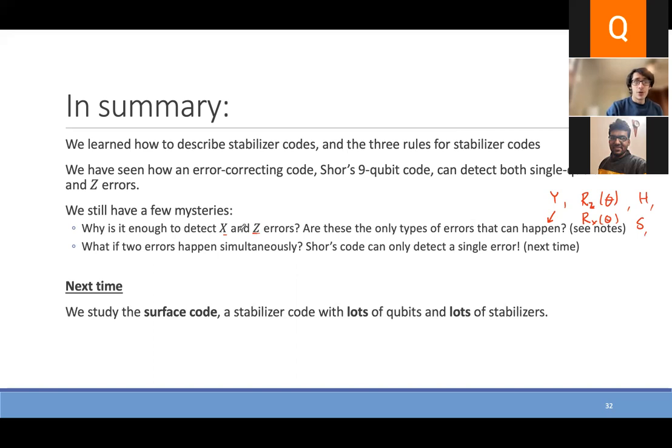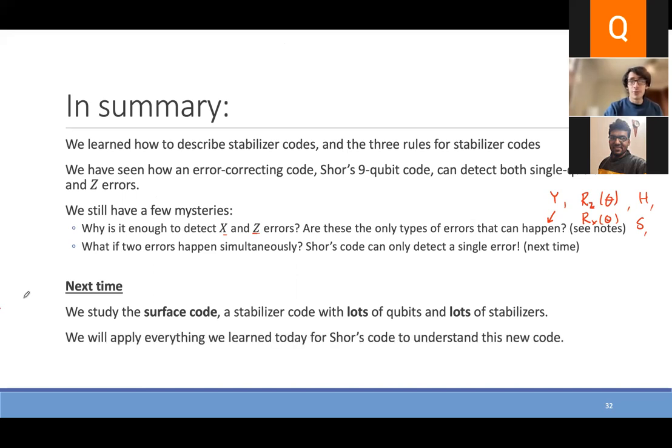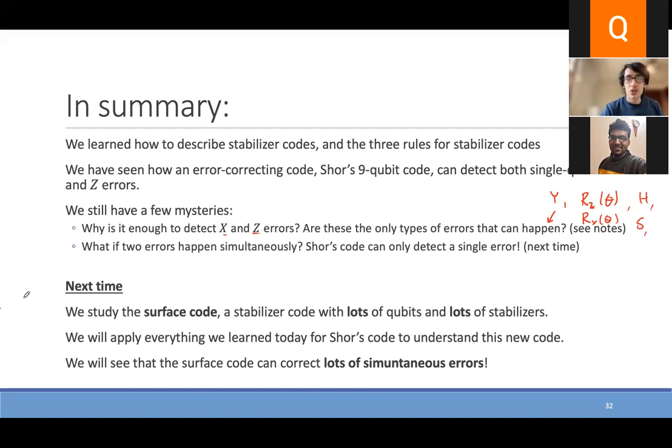So then next time, what are we doing? We're going to study the surface code. The surface code is just a stabilizer code, but it has a lot of geometric structure to it. It has a lot of qubits and a lot of stabilizers. And the nice thing about the surface code is that everything we learned today about Shor's code applies to the surface code. It's just a bunch of stabilizers that detect errors simultaneously. And what we're going to see is that the surface code, as opposed to Shor's code, can correct lots of simultaneous errors. And if we want to make it better and better, we can just use more and more qubits on the surface code, and we can make it arbitrarily good.